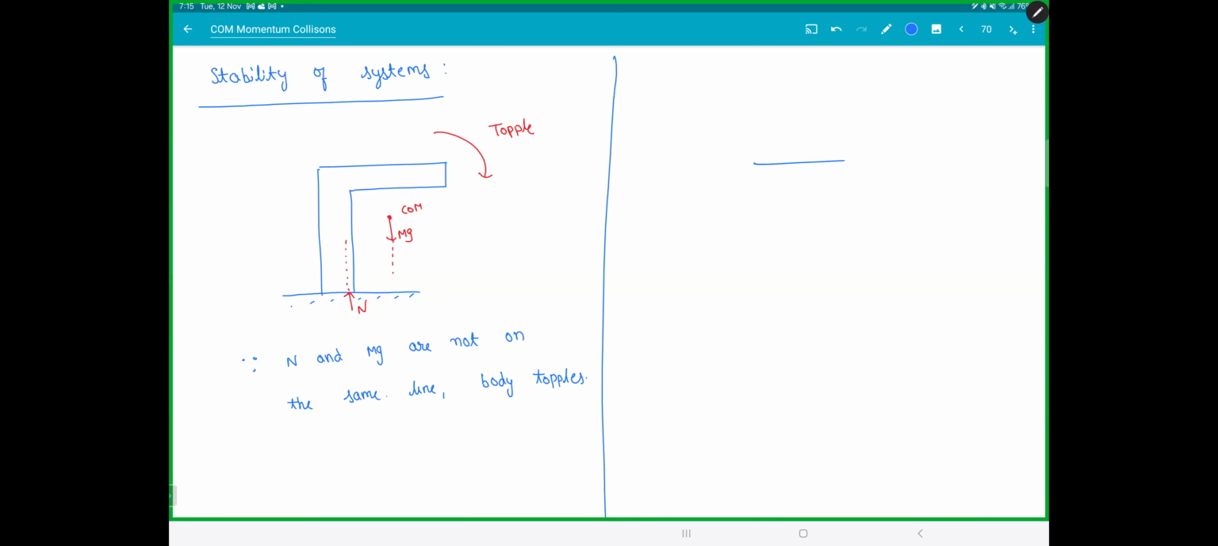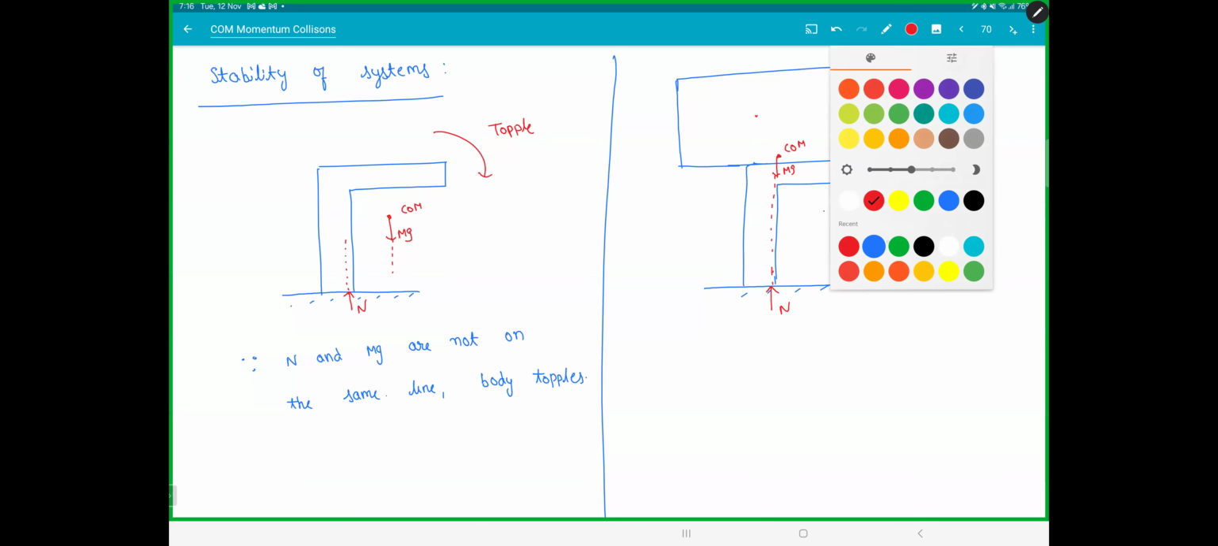But the same thing, if I add one more block here, something like this, do you think it can be at rest? Now there is a possibility, right? Basically the center of mass of this block and this block will be somewhere here now. So it will be like this. So this can be at rest.